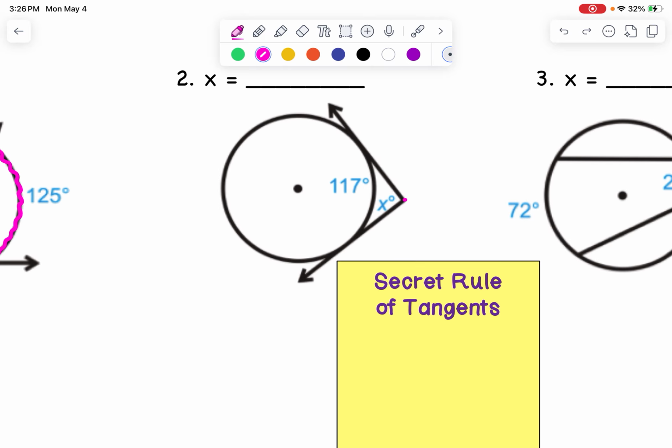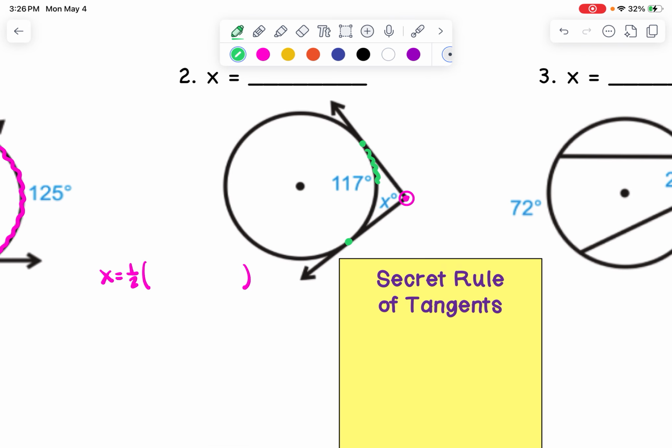Again, I'm noticing that my vertex is outside the circle. So I'm going to be using our formula that X equals half of the outer arc minus the inner arc. Now here's the kicker. They only gave me the inner arc. I'm just going to eyeball my points of tangency. So the 117 is from here to here, but I clearly need all of this too because the entire circle is bound by the angle.